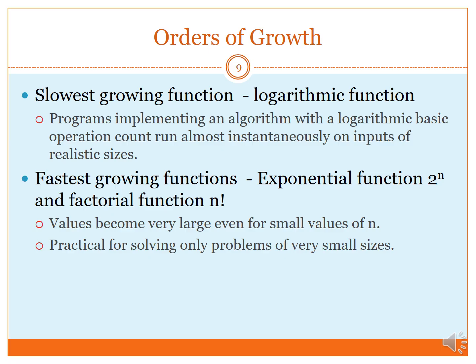Among common growth functions, logarithmic complexity, represented as big O of log n, grows the slowest and is highly efficient. Algorithms like binary search belong to this category. On the other hand, exponential, big O of 2 power n, and factorial, big O of n factorial, complexities grow extremely fast. These algorithms become impractical even for moderate input sizes because their execution time increases dramatically.